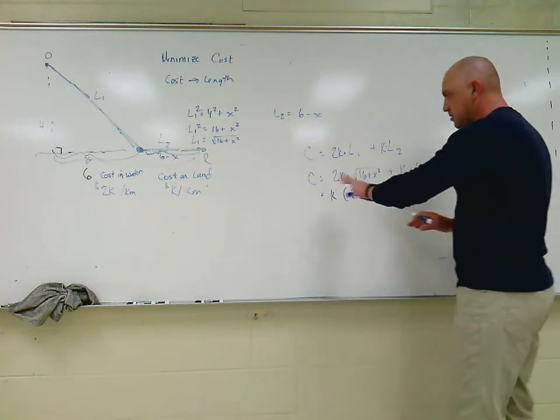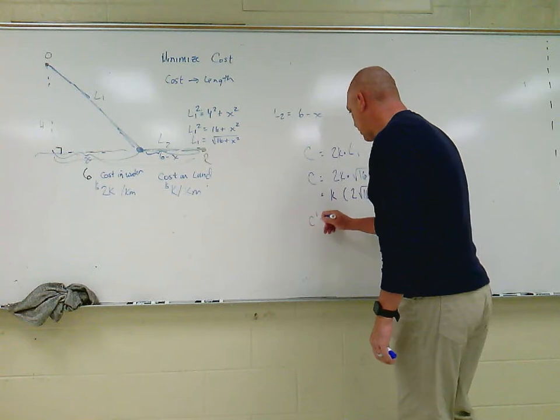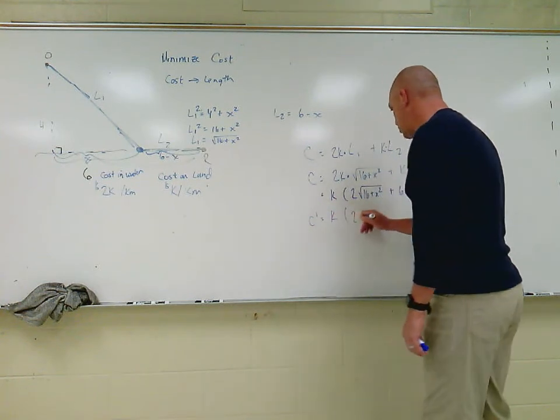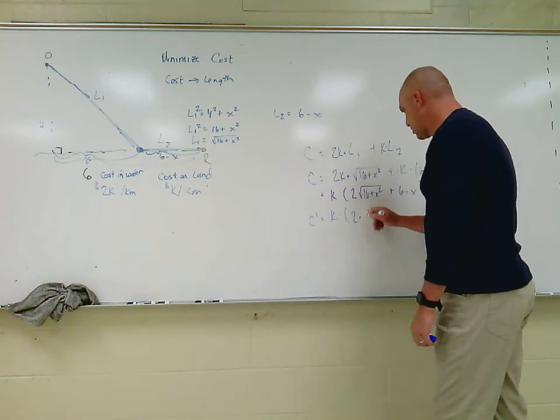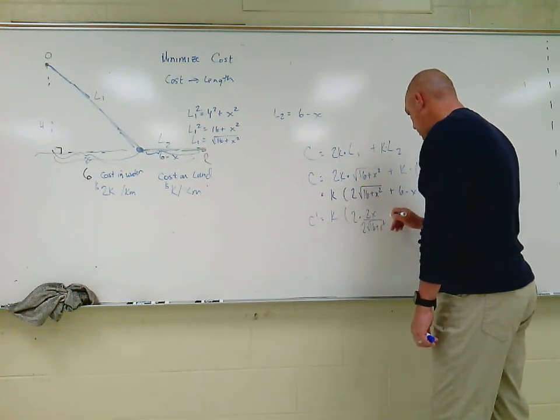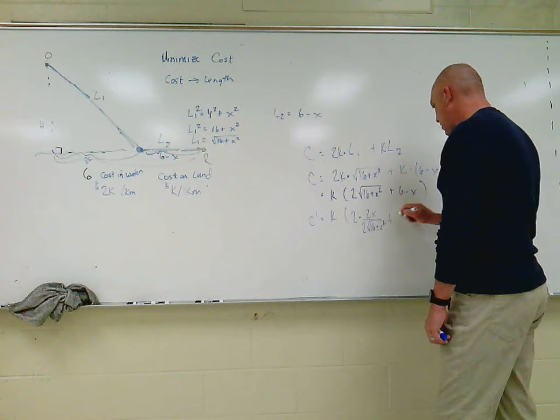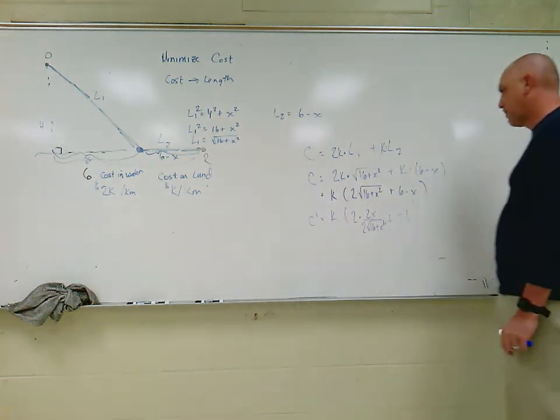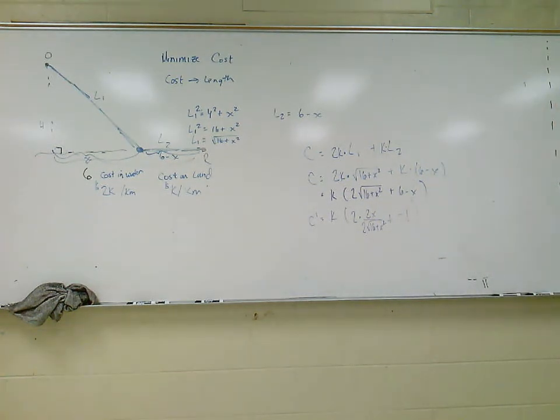All right, there's that. And now I'll take the derivative. So K is factored out, 2 times the derivative of a square root, which is the derivative of the inside over 2 square root. Plus the derivative of 6 minus X is -1. Okay, so then we're going to end up setting this equal to 0 here in just a second.